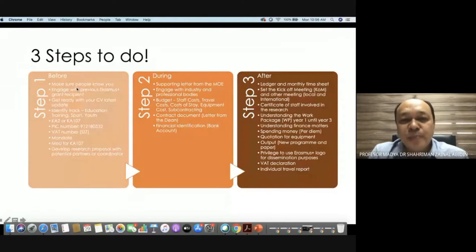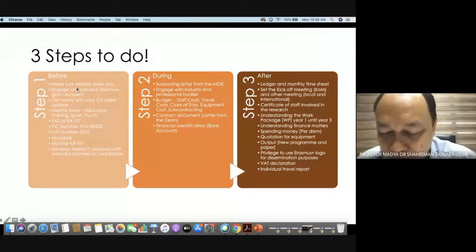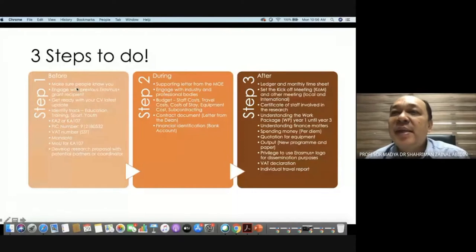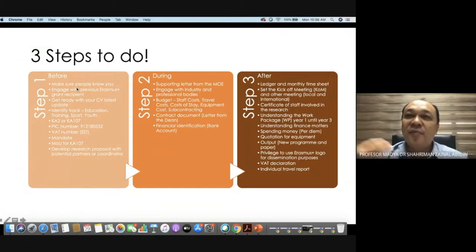Okay, step two. What should you do? Normally, in developing a proposal, your potential partner will ask you something ridiculous ataupun something that is out of your mind. Contohnya, Kuangko wanted to develop a proposal for developing a new master degree program for wood and furniture towards industry 4.0. So he asked me to see the minister.